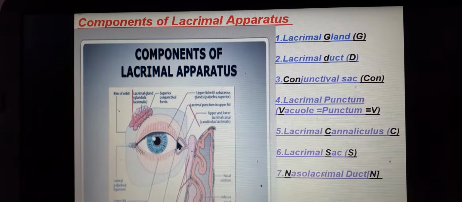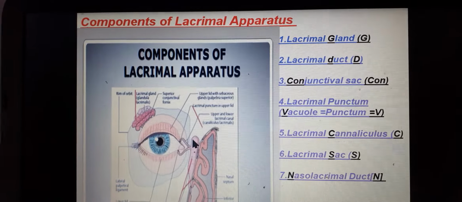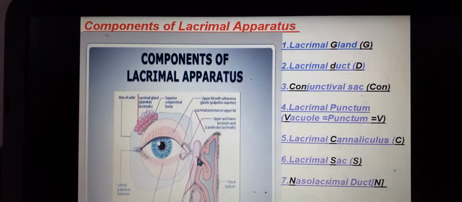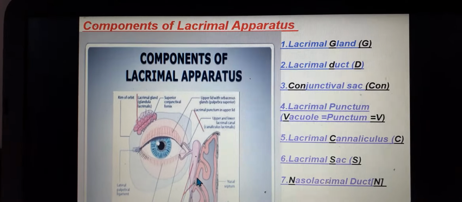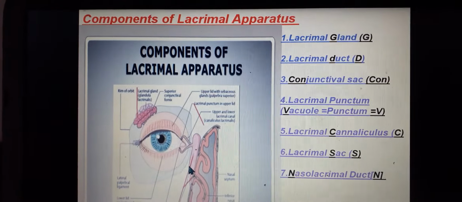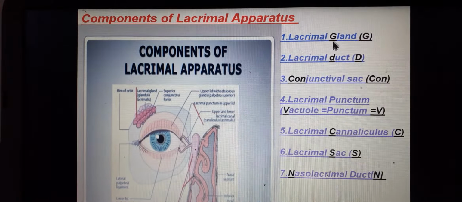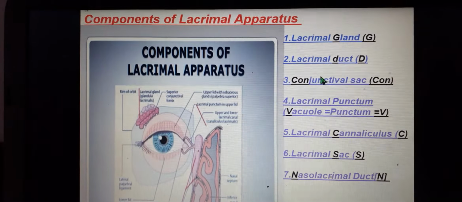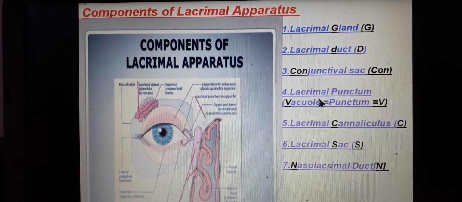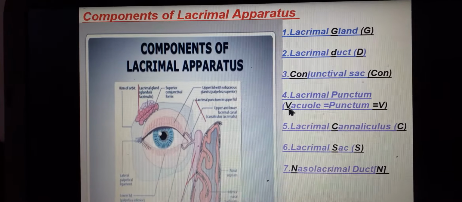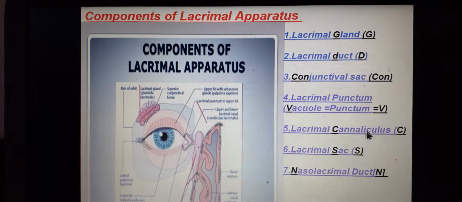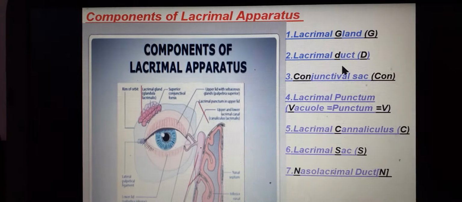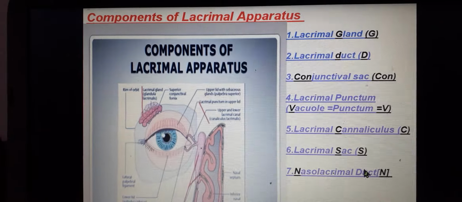Then lacrimal punctum, lacrimal canaliculus, this one, lacrimal sac, and nasolacrimal duct. And the abbreviation of all this: lacrimal is common, so gland G, duct D, conjunctiva, so con C, lacrimal punctum. This punctum means opening, just like vacuole. So P, canaliculus C, sac S, nasolacrimal duct. Here again duct is repeated, so nasolacrimal N.